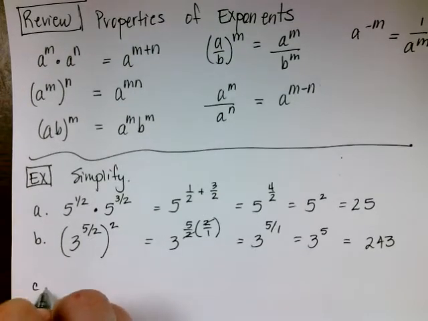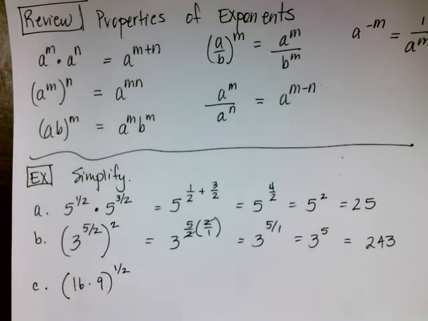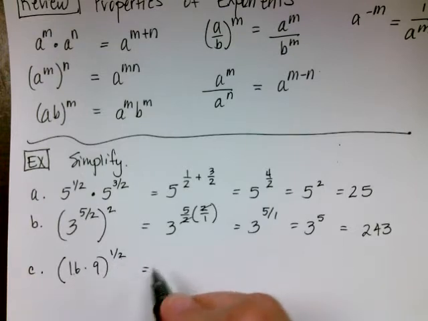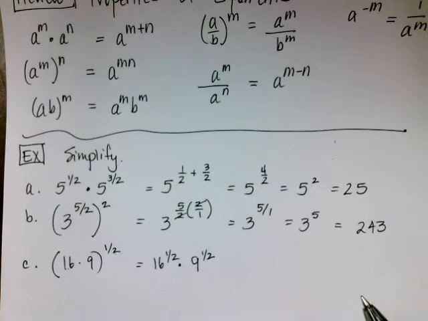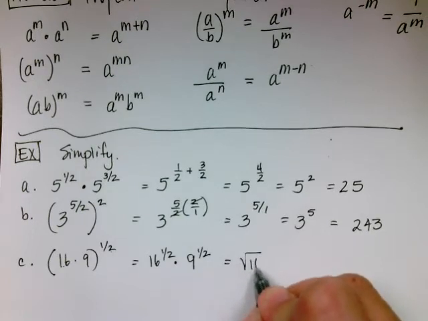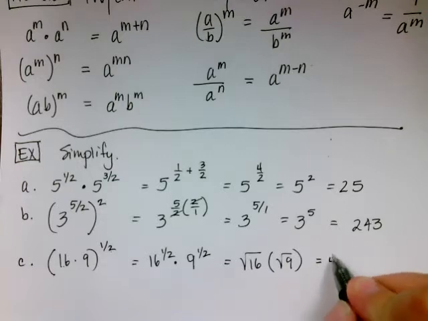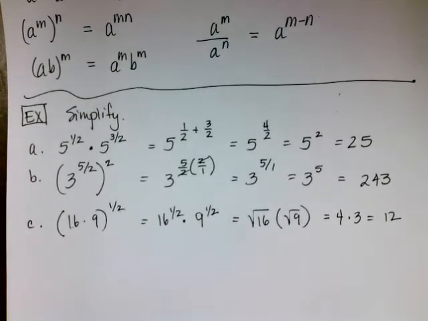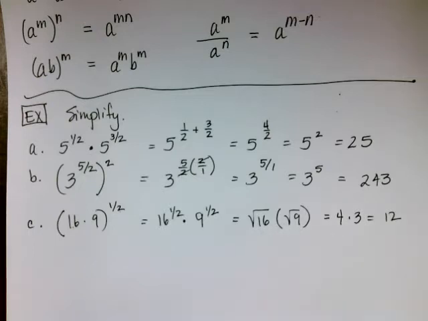Our next example would be 16 times 9, and both of those raised to the 1/2 power. Remember, this 1/2 applies both to the 16 and to the 9, so I'm going to rewrite it as 16 to the 1/2 times 9 to the 1/2. And I'm going to rewrite it a different way, as the square root of 16 times the square root of 9, which is going to be 4 times 3, which is 12. And again, I'm only considering the principal roots, because technically it would be plus or minus and plus or minus, but we're only considering the principal root.